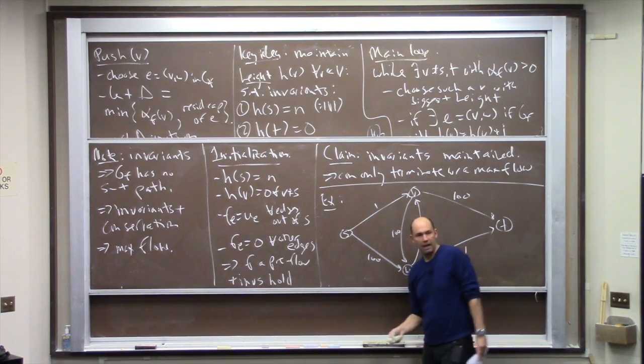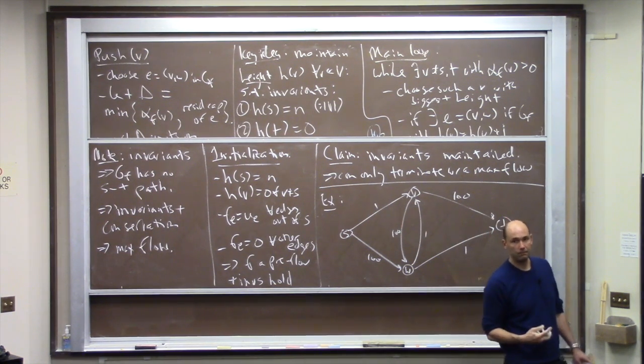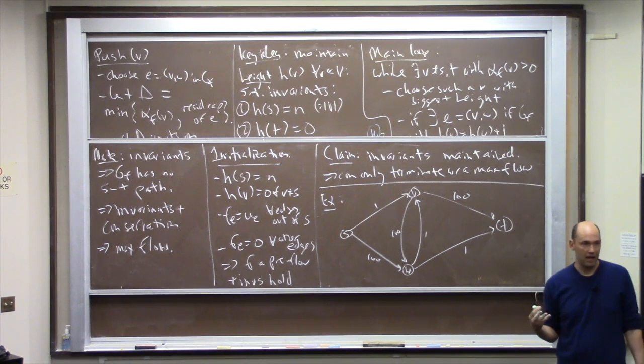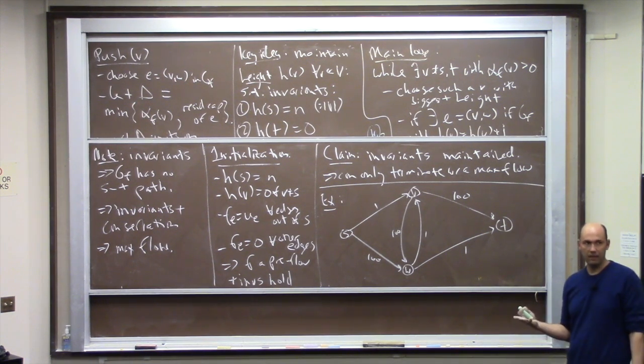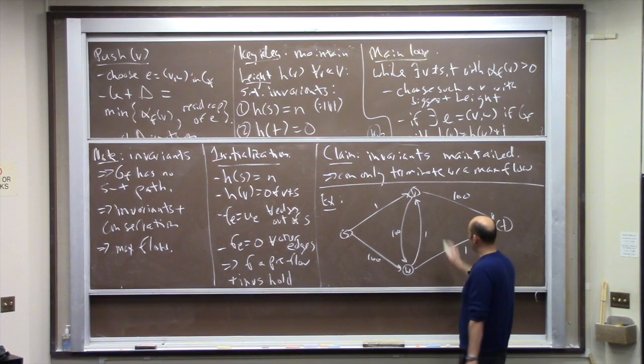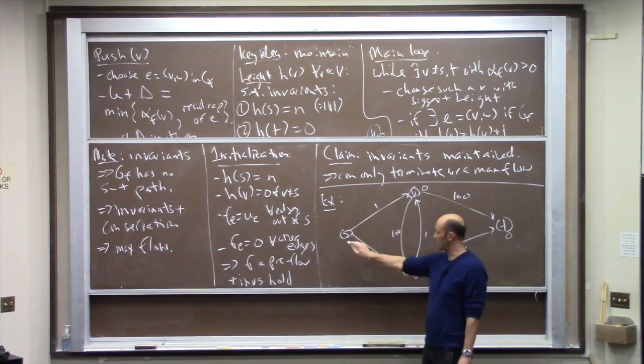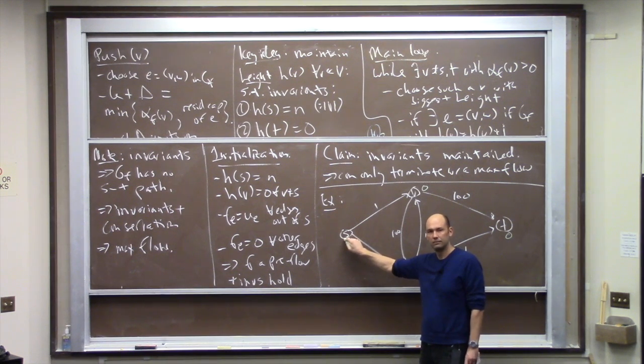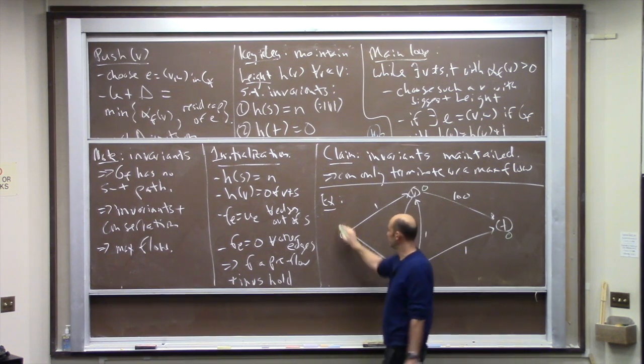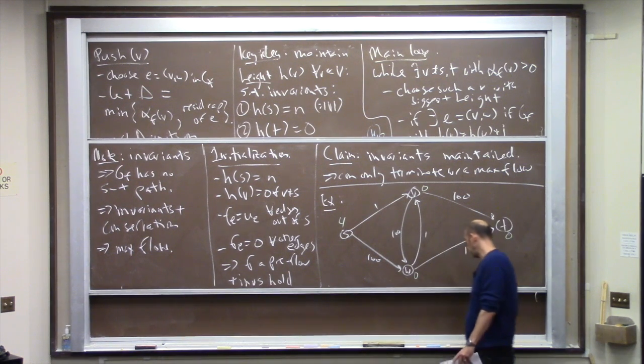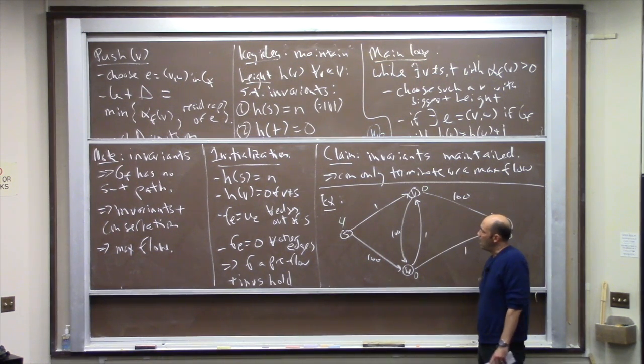So what's the algorithm, how's the algorithm gonna work? Well, we need to initialize, and again, that means both the heights and the preflow. So these are all 0 heights, so green is gonna denote the heights. What's the height of S? 4, right? This is 4 vertices.